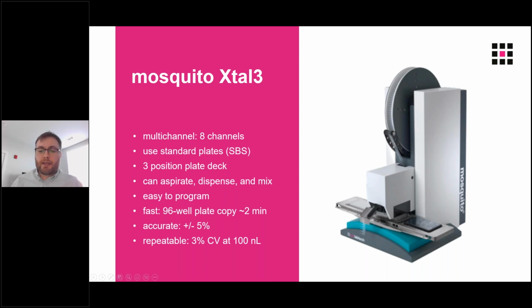The plates on this deck, there are 3 plate positions on a Mosquito Crystal 3 deck, use the standard SBS format, and they have 2 protein strips between the first and third plates, which contain very low dead volume plastic strips, which can hold protein or other very precious reagent that the Mosquito can aspirate from.